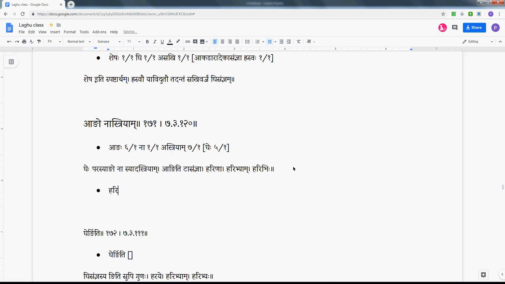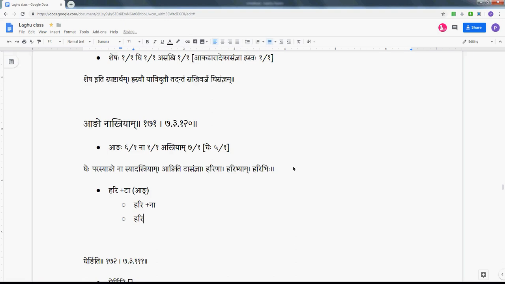Hari plus Ta, which is Ang, will get Na adesha. And then Harina will become. We take natvam by which sutra? Adesha pratyayayoh. No, not adesha pratyayayoh, sorry. As I said, today I'm not well, so I'll be making mistakes.